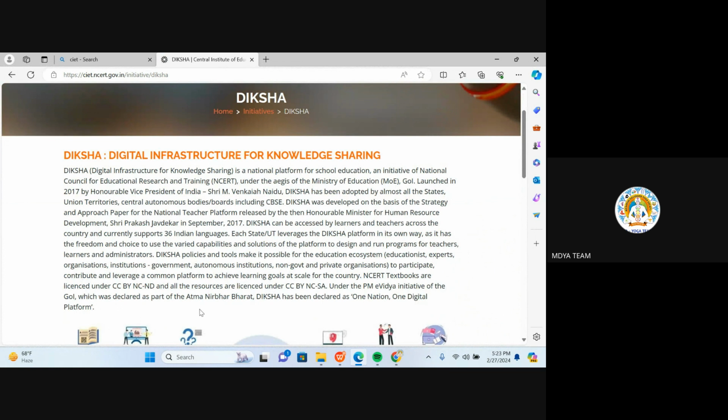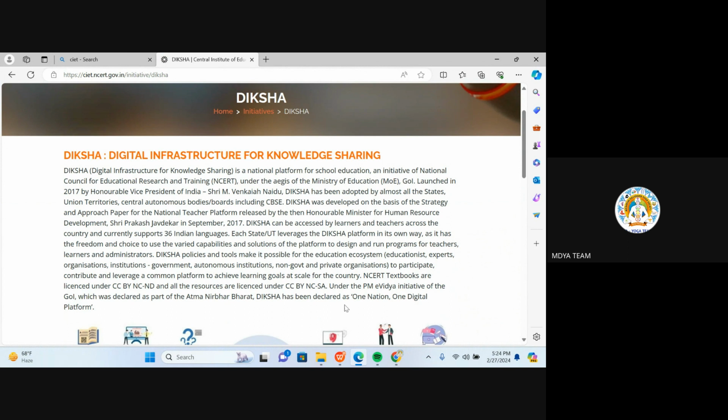This declares India as Atmanirbhar Bharat, one nation, one digital platform. Diksha has been declared as one nation, one digital platform. You have to just remember these 3 to 4 lines: the full form of Diksha, Digital Infrastructure for Knowledge Sharing. The year of launch of Diksha is 2017, by Vice President of India, Shri M. Venkaiah Naidu, under the Ministry of Education.